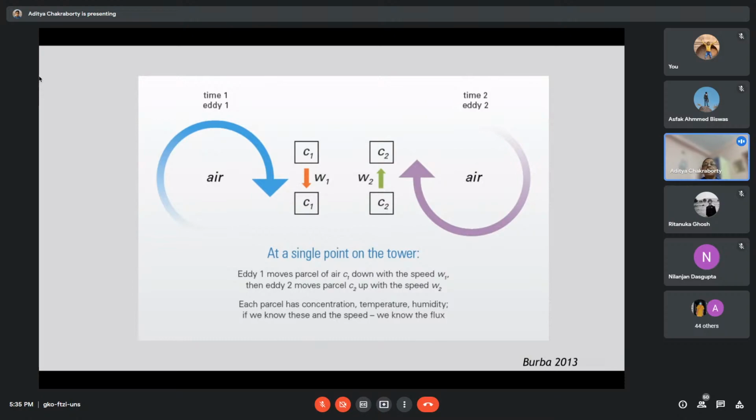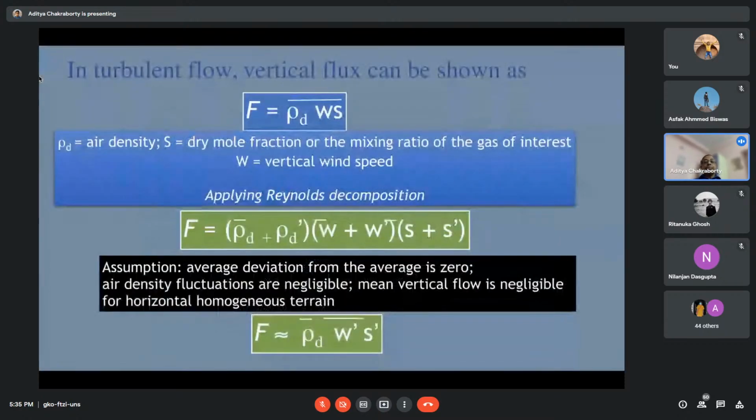And similarly, if C is replaced by water vapor concentration, we can also measure the water vapor flux between these two reservoirs, the atmosphere and the biosphere. So here the formula is given. In a turbulent flow, the vertical flux can be shown with this simple equation, where rho d is the air density, S stands for dry mole fraction, and W is the vertical wind speed. If we take the average of this, generally averaging is done for about 30 minutes.